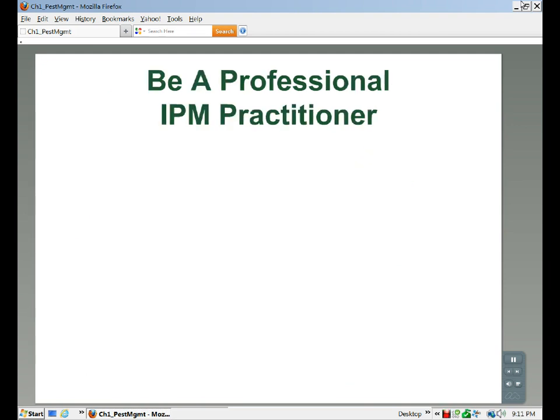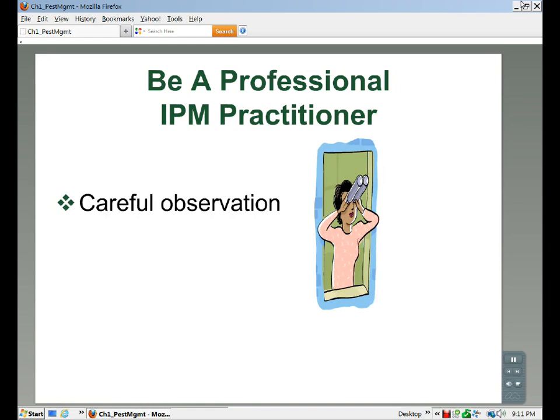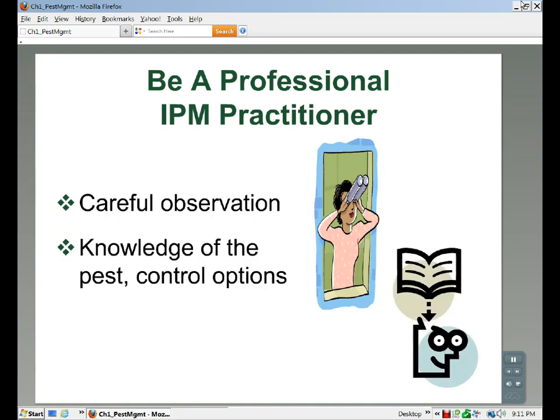With an IPM plan, you must keep your eyes open. Pay attention to all factors that contribute to pest populations. Be knowledgeable about the pest and the various management options you can employ when necessary. Be a professional, be smart, be careful, and be accurate.